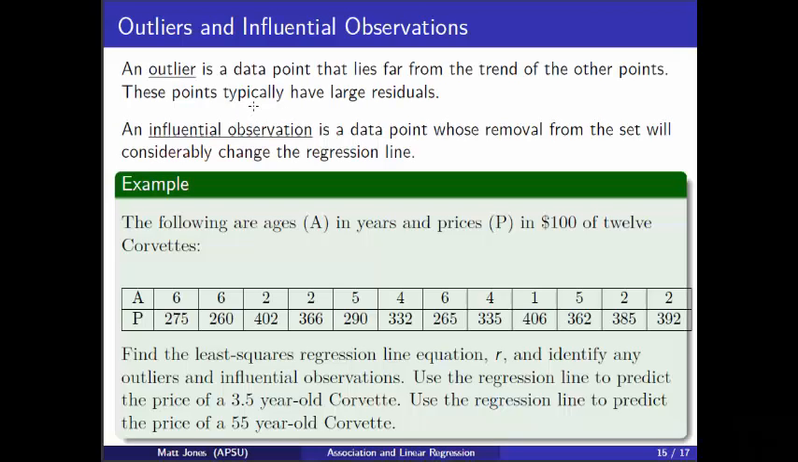Influential observations are related but different. An influential observation is a data point whose removal from the set will considerably change the regression line. So I tell you what, let's take a look at this with an example.